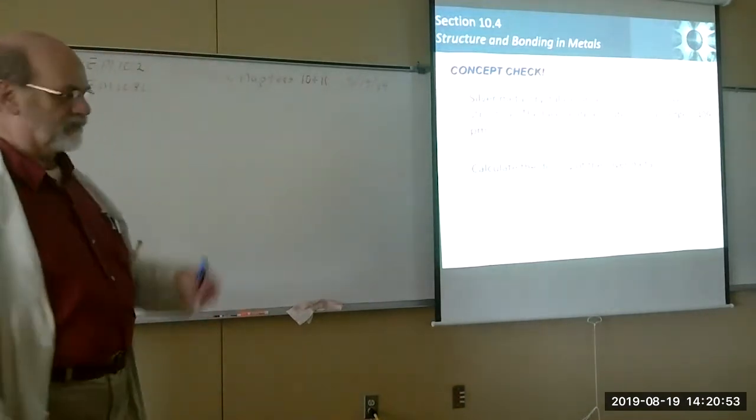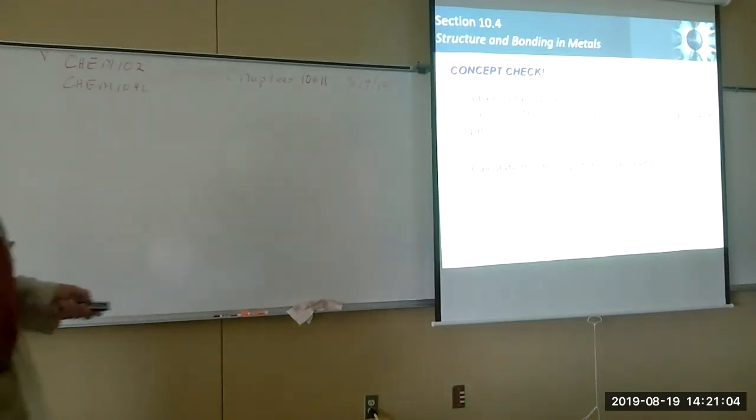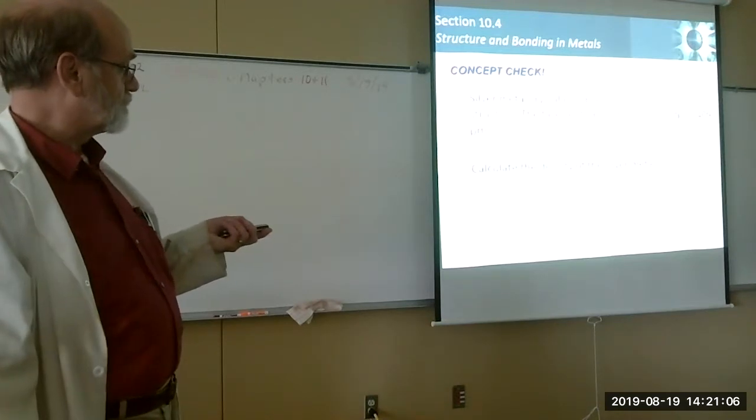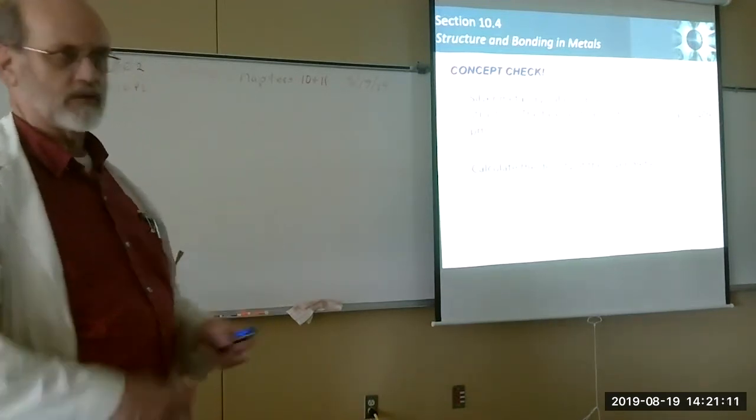Now this is a little more involved. You can actually use the information to calculate the density of silver, if you know that the edge on that face-centered cube is 409 picometers. What's a picometer?